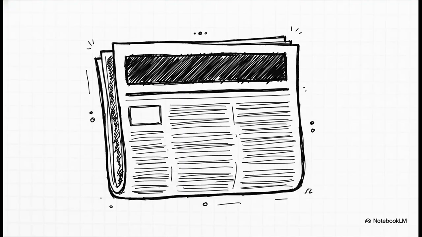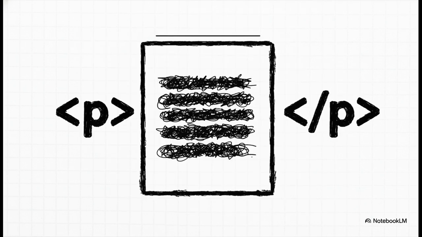First up, the main title. For this, we use the H1 tag. This tells the browser, hey, this is the most important heading on the whole page. It'll usually make it big and bold, and it's also super important for search engines like Google to understand what your page is all about. For any regular text, you're going to use the paragraph tag, which is just P. You just wrap your sentence in an opening and a closing P tag, and the browser knows to display it as a normal block of text.